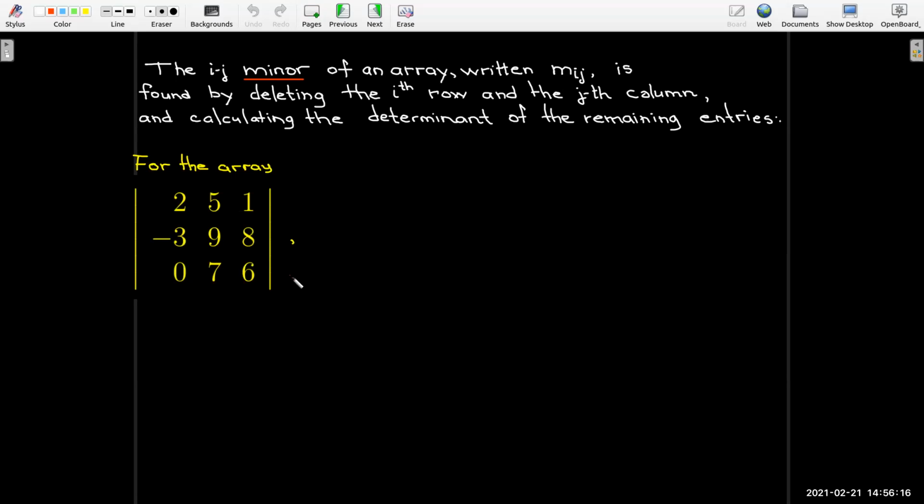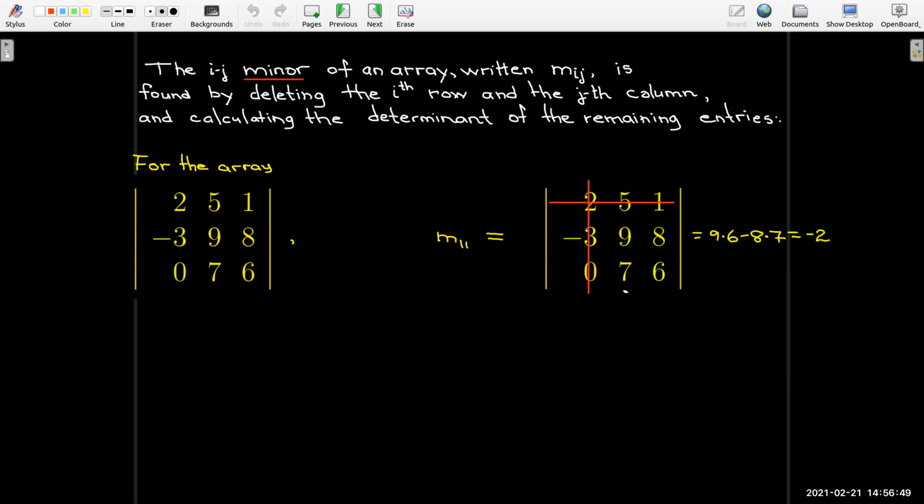So if I have this array as an example, and I want to calculate the 1,1 minor, I will cross out the first row and the first column, and then calculate the determinant of what's remaining. So there's only a 2x2, so I would take 9 times 6, and then subtract off 8 times 7. And that gives me -2 for the value of that minor.